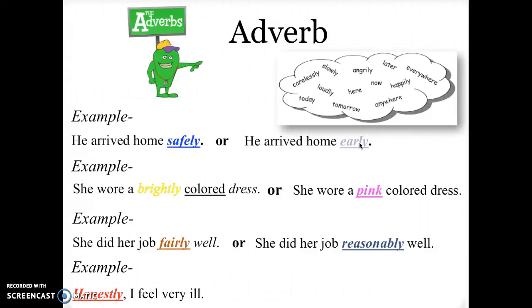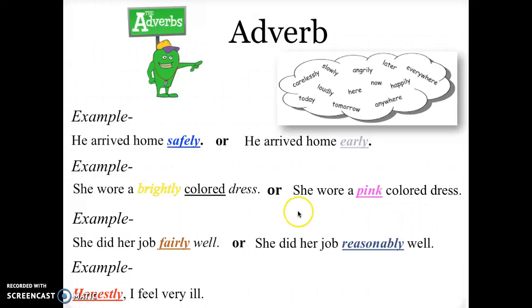Remember, an adjective says something about a noun. For example, she wore a brightly colored dress. Dress in this sentence is considered a noun. On the other hand, colored here is considered an adjective because it says something about the dress. But the word brightly says something about the way it was colored. We could also have said this: she wore a pink colored dress, and then pink would be the adverb here in this sentence.